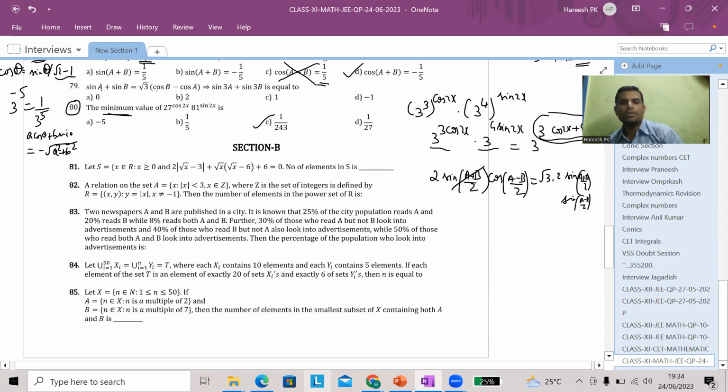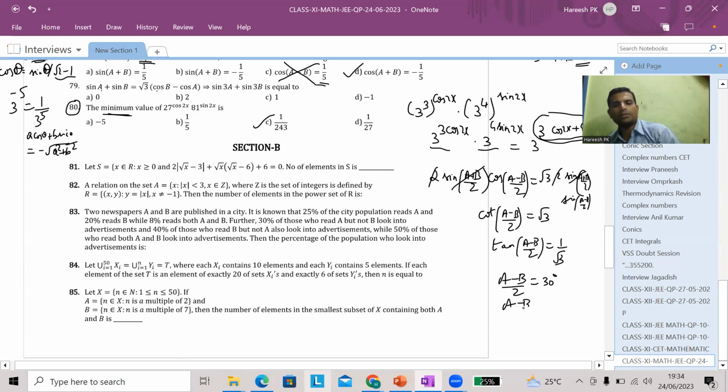So sine A plus B by 2 will get cancelled. 2 will get cancelled. So I will end up getting cot A minus B by 2 is root 3, or tan A minus B by 2 is 1 by root 3. That means A minus B by 2 is 30 degrees, or A minus B is 60 degrees.